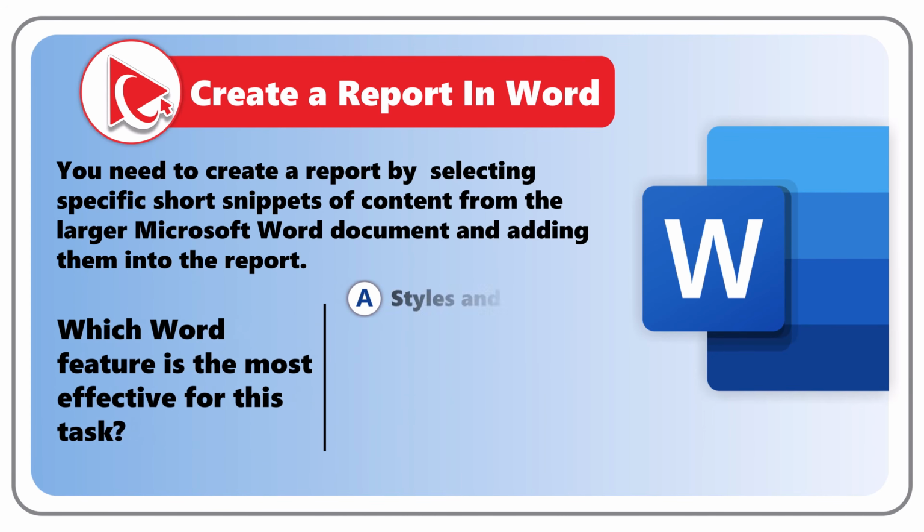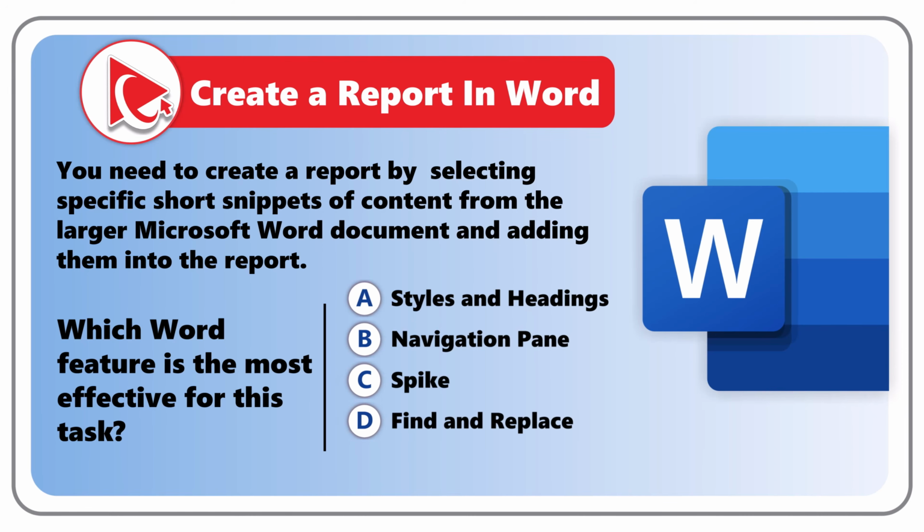You're presented with 5 possible choices. Choice A, styles and headings. Choice B, navigation pane. Choice C, spike. Choice D, find and replace. And last but not least, choice E, table of content. Take a close look, analyze the question, and select your answer.